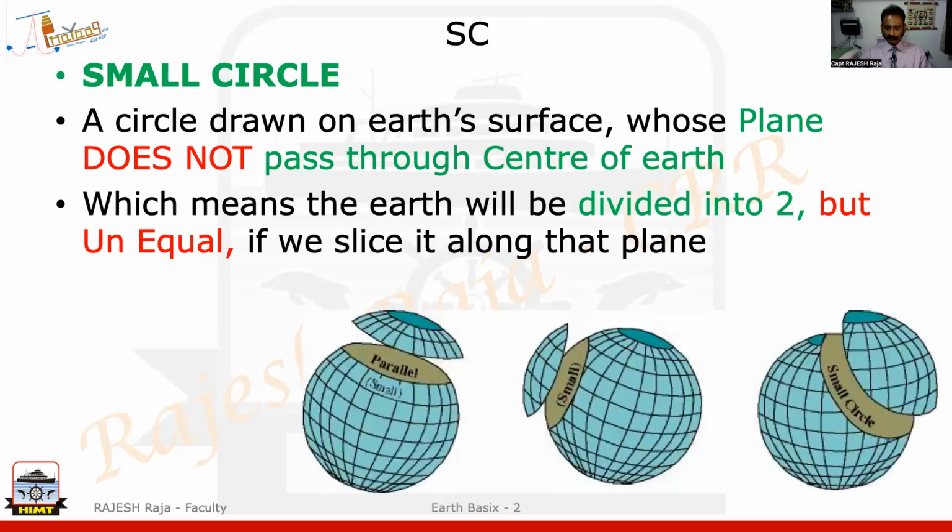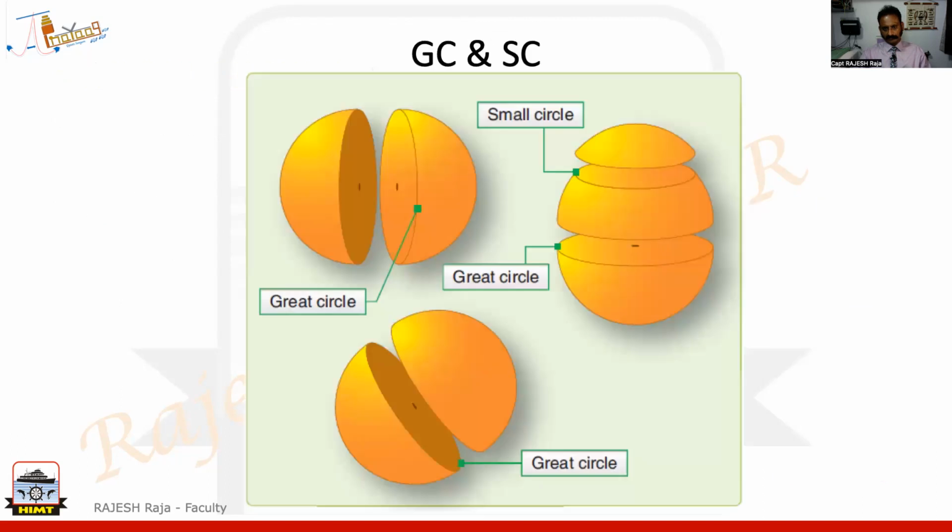Okay, I'm going to show you a picture. See here. You can imagine I had drawn and I had used a knife to cut it, but the pieces were not equal. So these are small circles. This is what a small circle is. This one single picture shows you a good idea about a small circle and a great circle. You can see as far as the knife passes through the center, I call it GC. If the knife does not pass through the center, I call it a small circle.